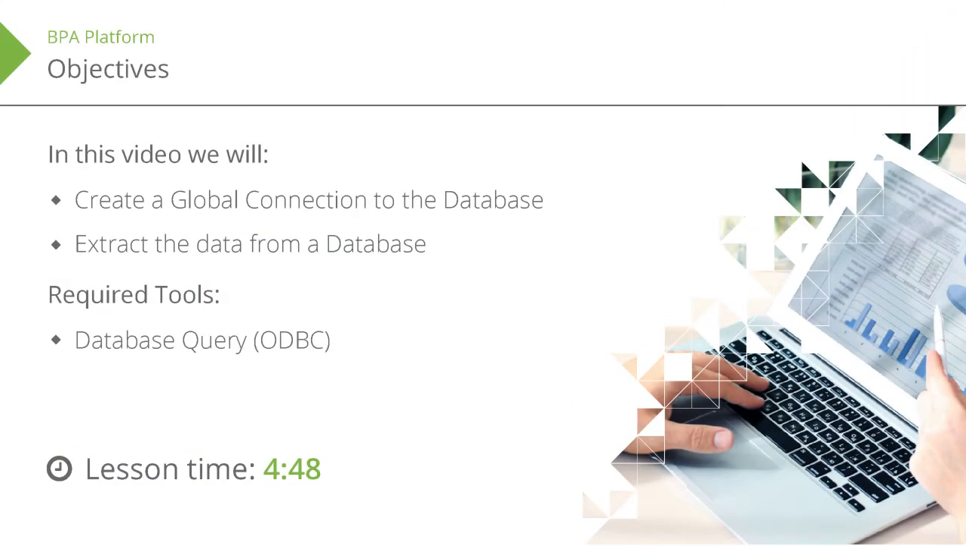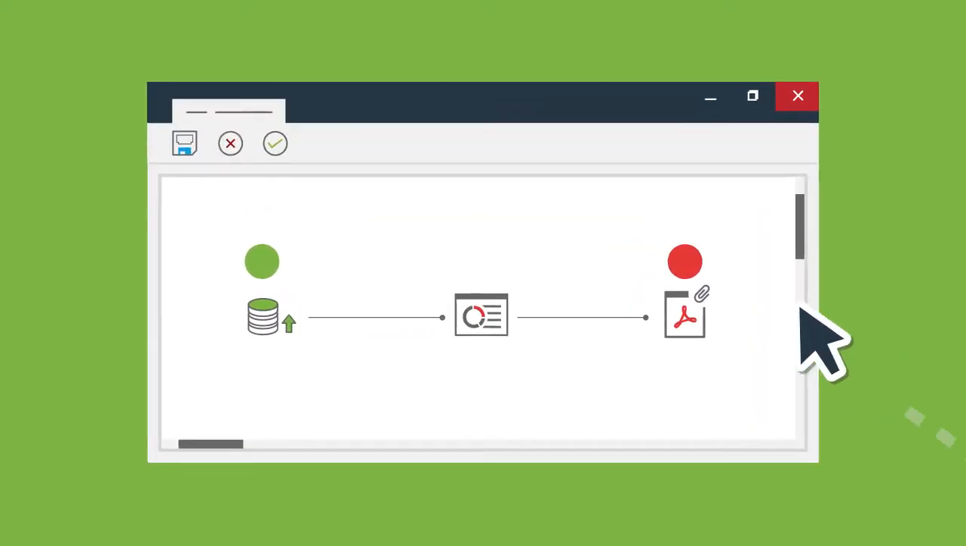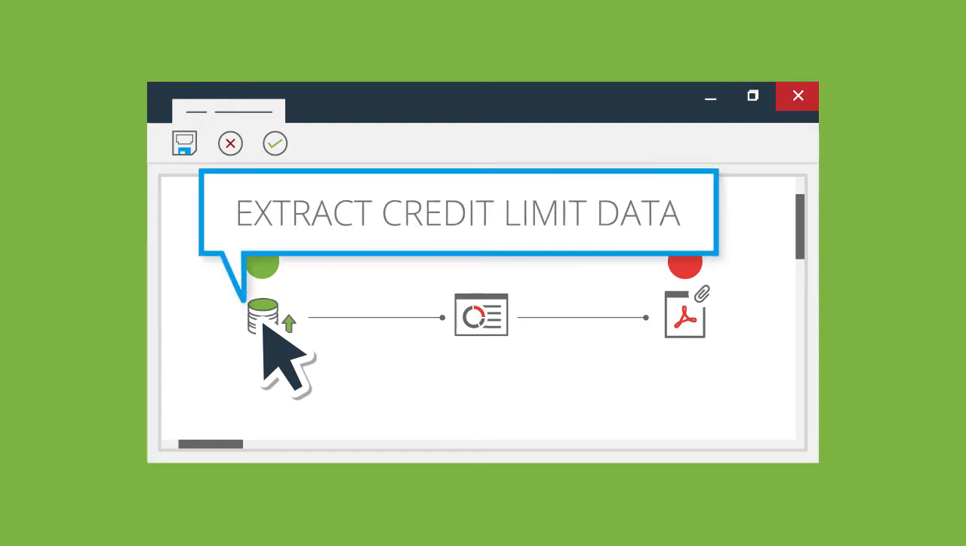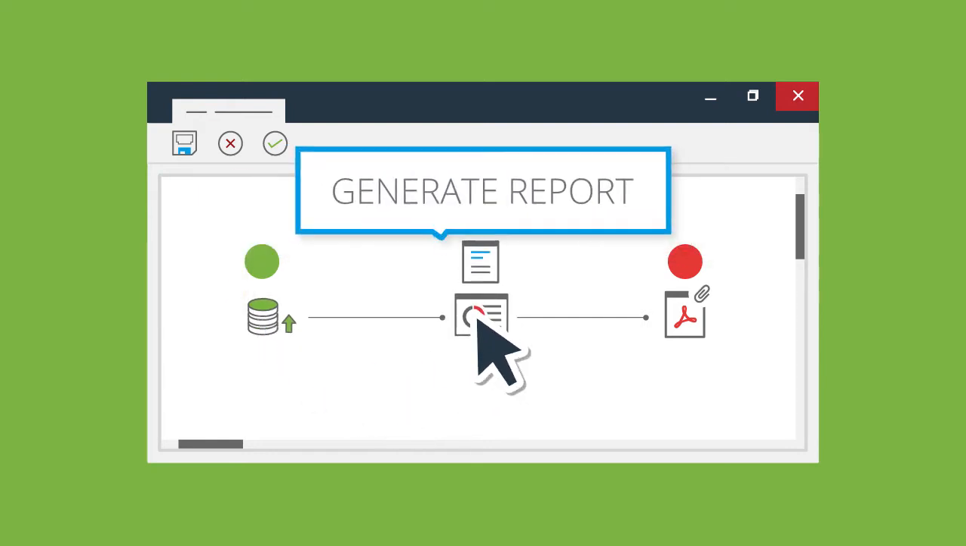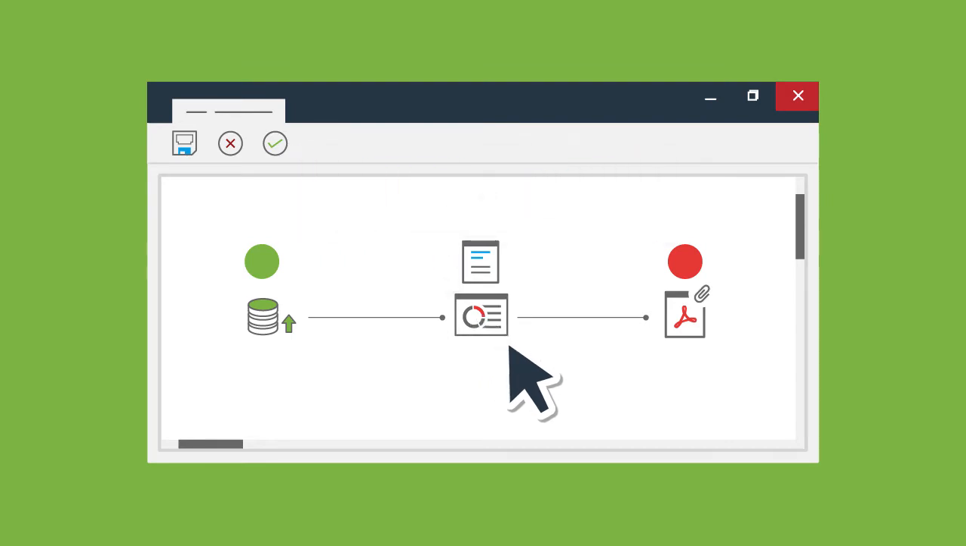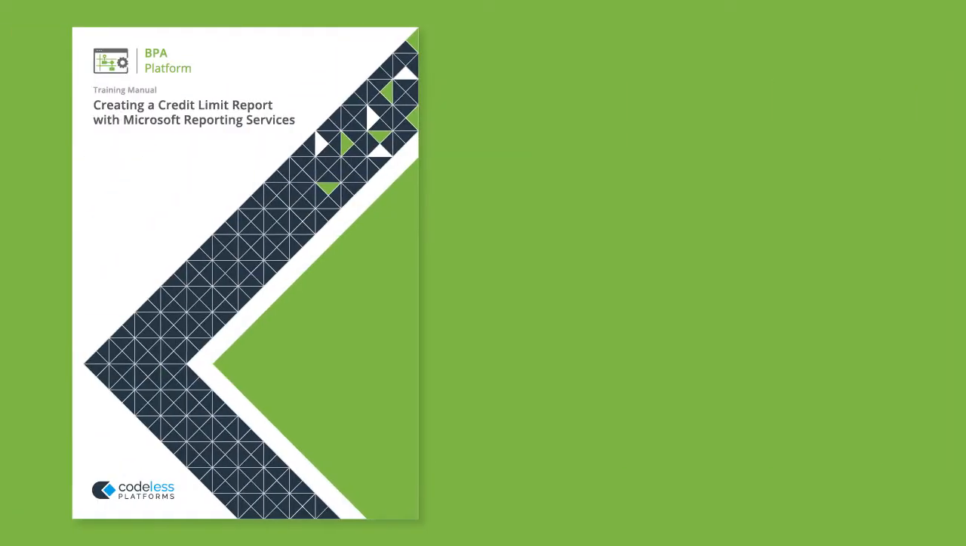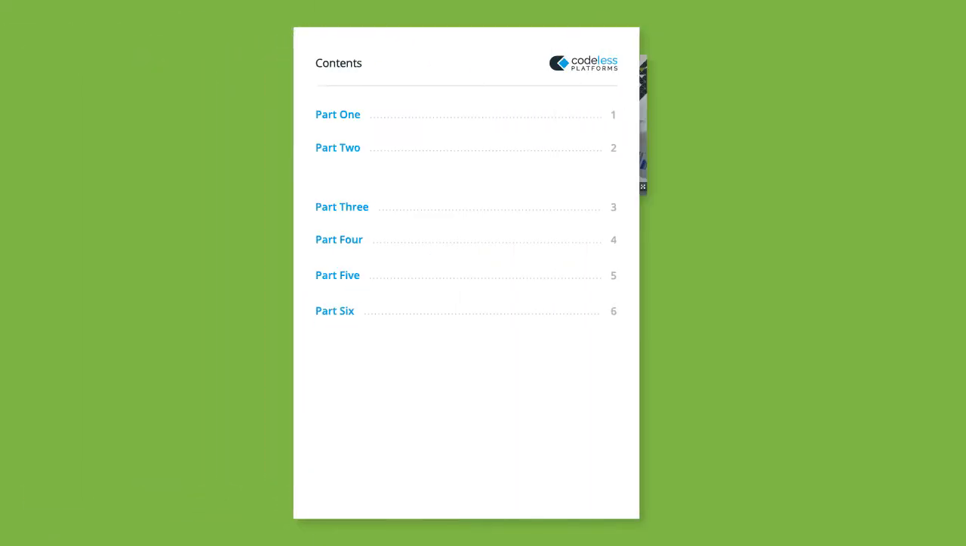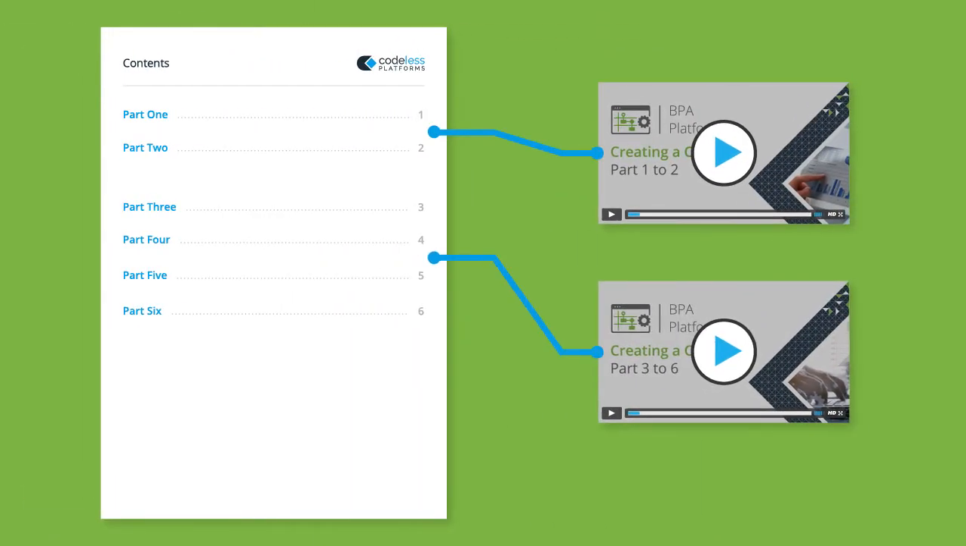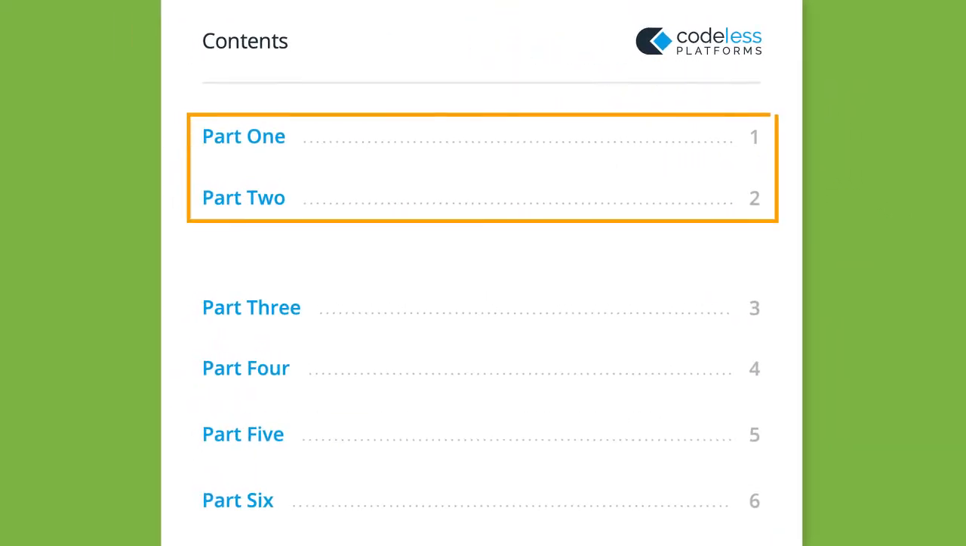Here are the objectives, required tools, and approximate running time for this video. On completion of this exercise, we will see how to extract data from a database, generate a report using the Run Microsoft Reporting Services tool for customers that are over their credit limit, and save the report as a PDF. This will be broken down into several short videos that cover the objectives listed in the accompanying documentation. This video will cover parts 1 and 2.